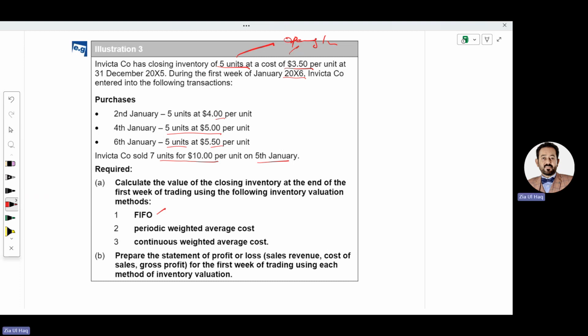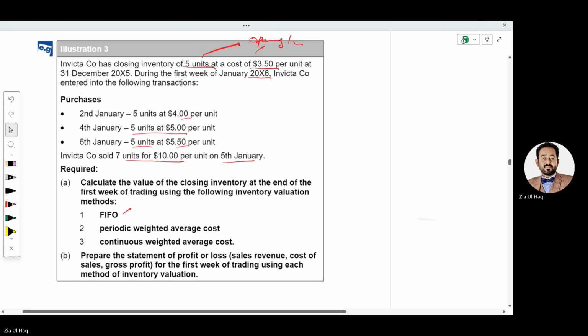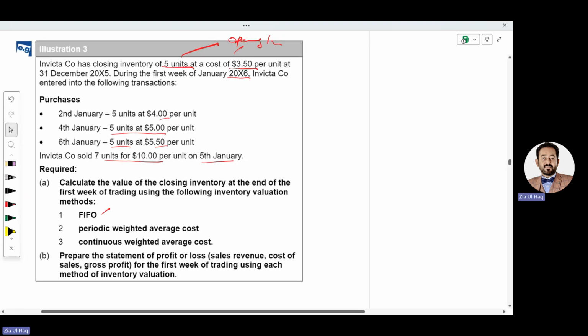How have you calculated? They had opening inventory on 1st of January. So on 1st of January, they had 5 units at the rate of 3.5, so 17.5. On 2nd January, they bought 5 units at 4, which is equal to 20. On 4th January, they bought 5 units at the rate of 5, sorry, not 5.50, at 5.